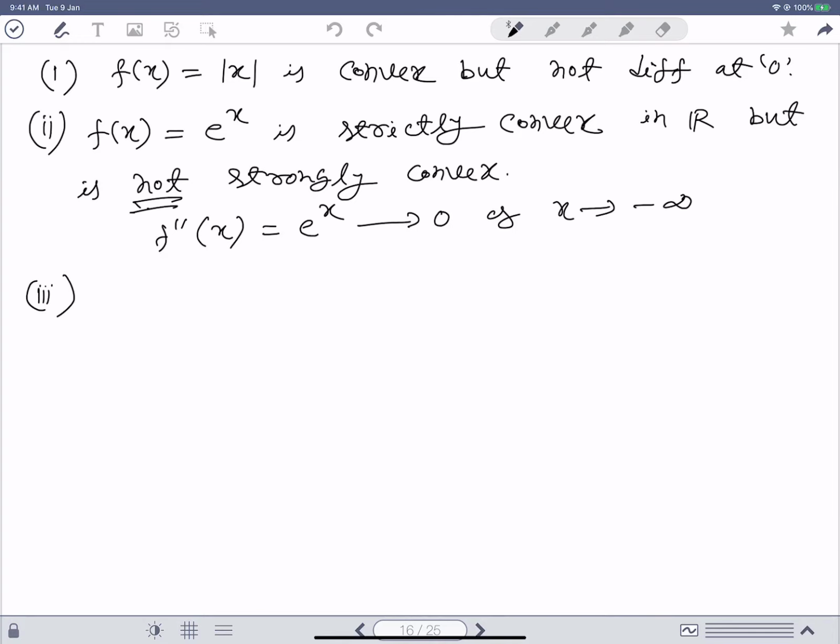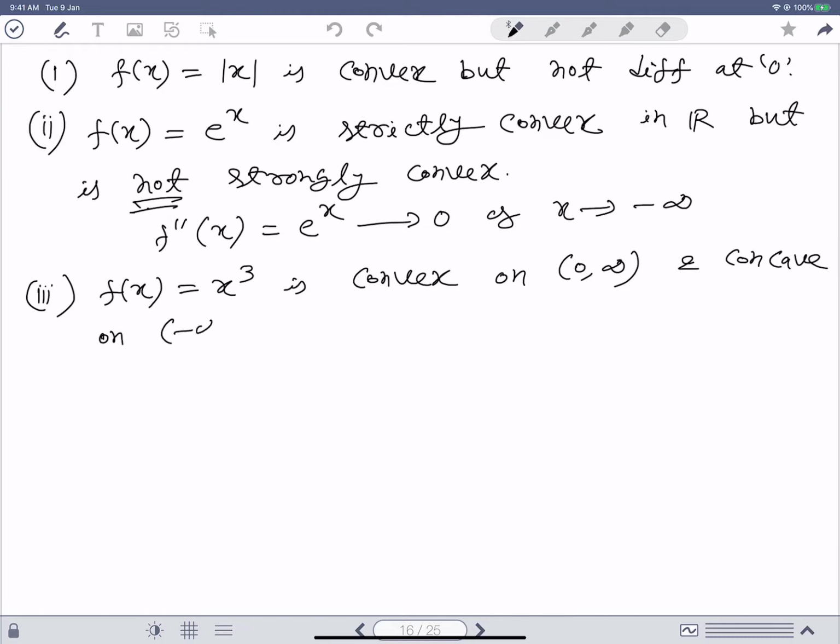Now another one, f of x equal to x cube is convex on (0, infinity) and concave on (minus infinity, 0).